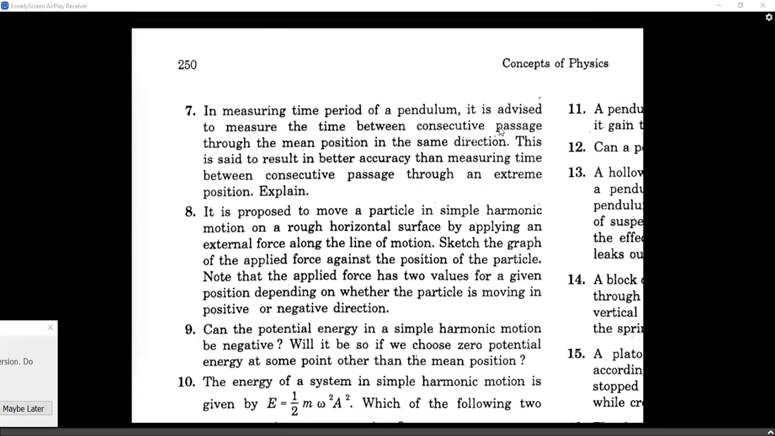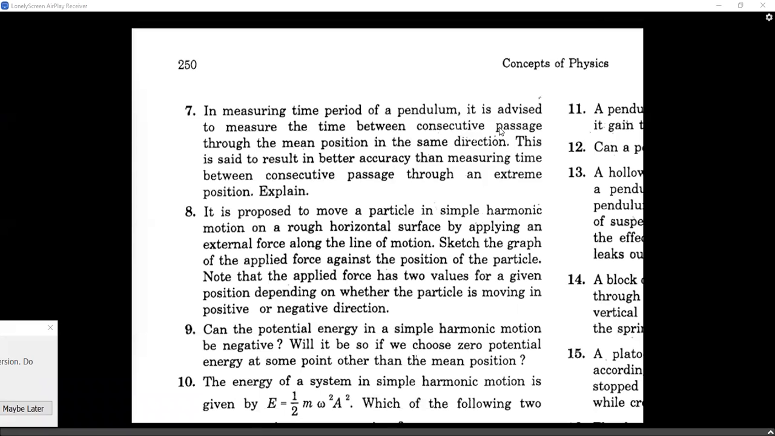Consecutive passage through the mean position doesn't mean a whole time period. You only get half of the time period, right? It's not about the whole time period. It is about clicking at the right point. That is what I'm thinking. Okay, reaction time. Let me discuss this question with someone else, because I think it's the other way around, and we'll get back to this.